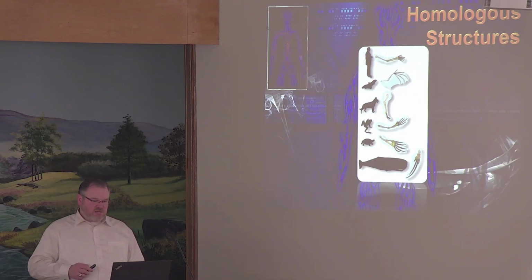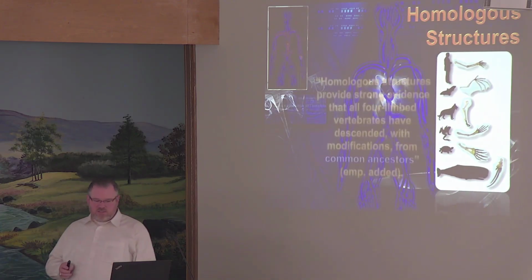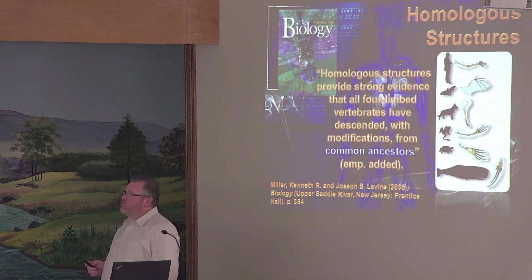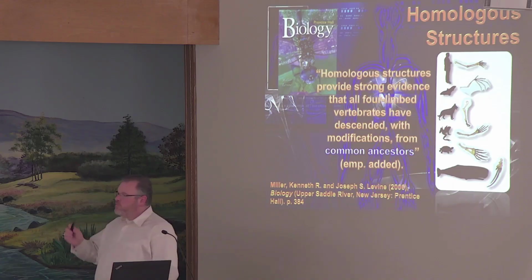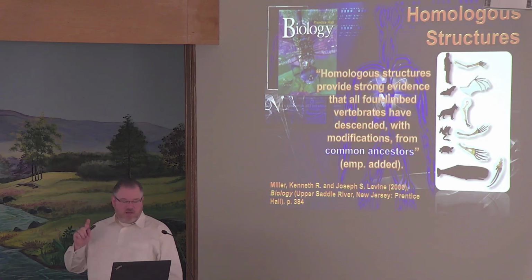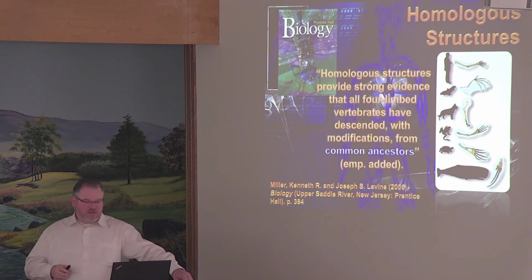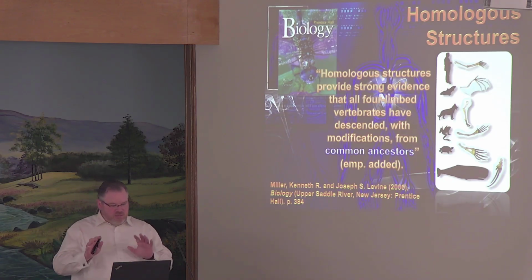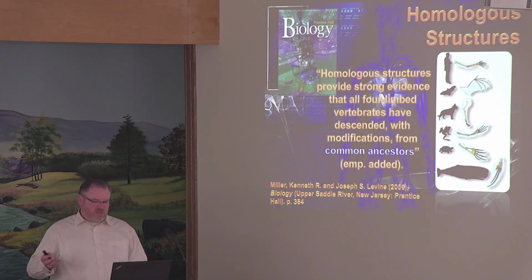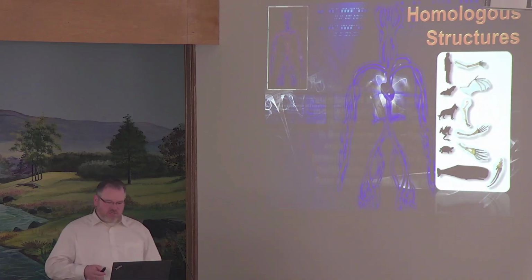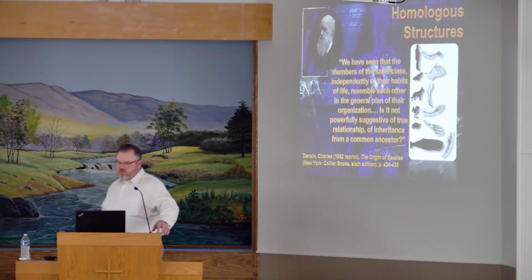And because of that similarity, they argue, as does this textbook, homologous structures provide strong evidence that all four-limbed vertebrates have descended with modifications from common ancestors, right? So they argue for this for evolution. So similar looking anatomical structures, according to evolutionists, are strong evidence that we share common ancestry with whales and frogs. Darwin himself saw homology as a strong point in support of his theory.